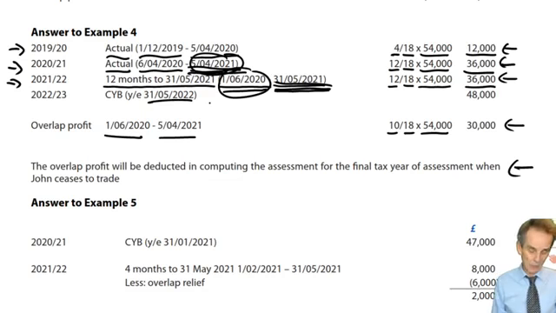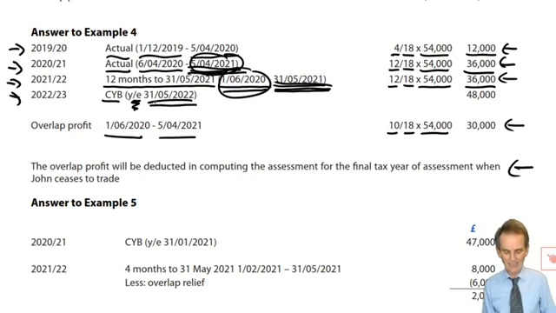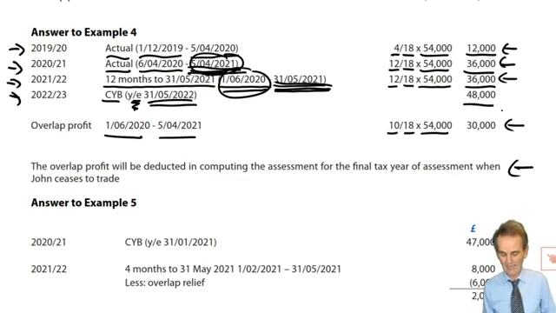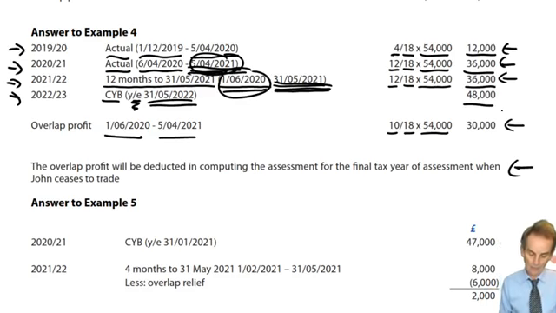We've come as far as 21-22. By 22-23, we are then able to use CYB because for the very first time we have an accounting year ended in that tax year. The CYB assessment, therefore, £48,000. Okay. Hopefully, therefore, all happy with the way in which we put that computation together.